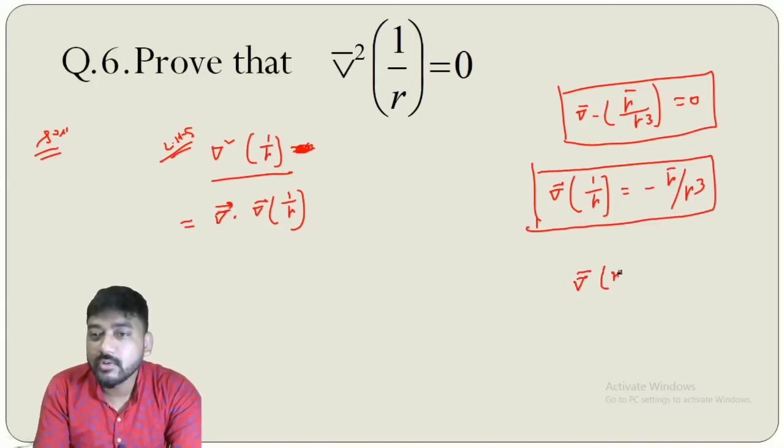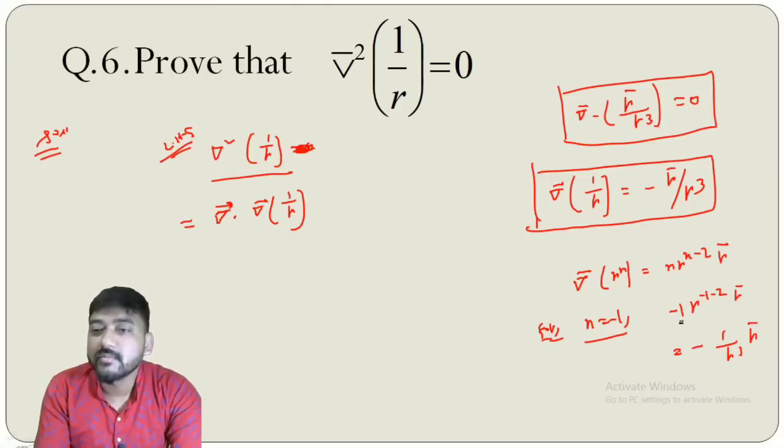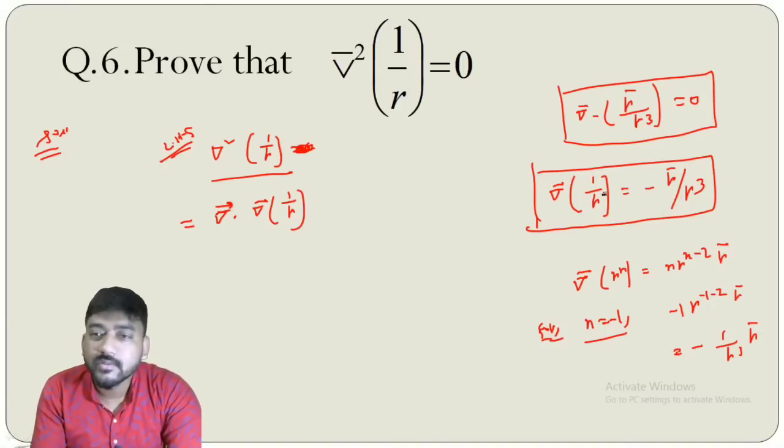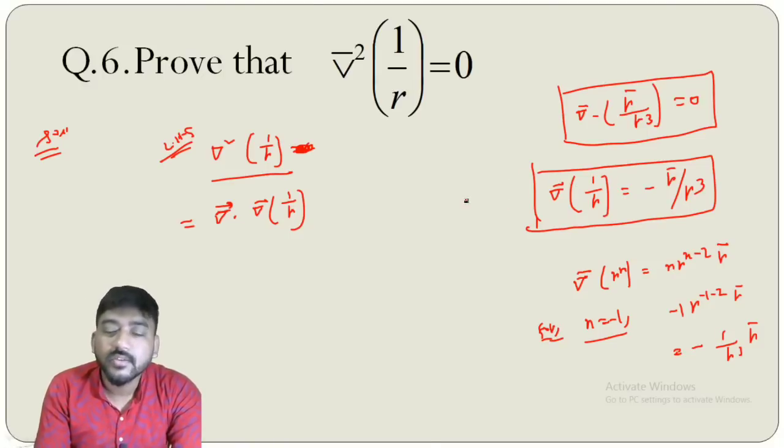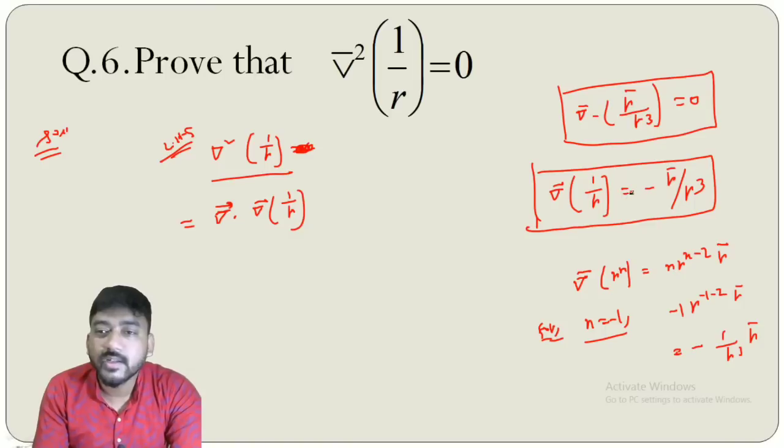Or you can write it like this: gradient of r to the power n, I have proved this, will be n r to the power n minus 2 into r vector. Now if you put n equal to -1, you will get -1 r to the power -1 minus 2 into r vector, and that is obviously minus 1 by r cube into r vector, that is minus r by r cube. I have used this many times and proved this. If you follow the classes, you can easily understand this thing.